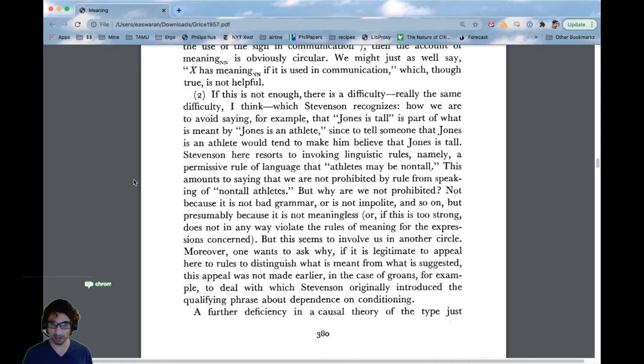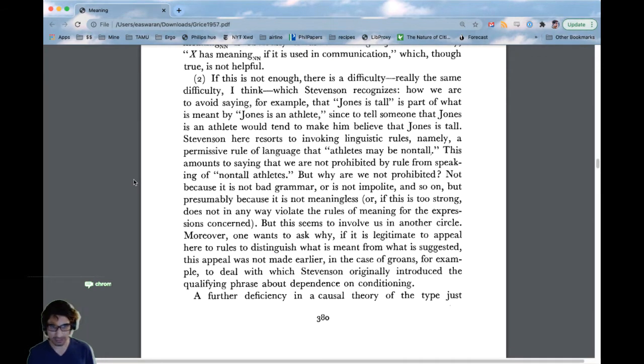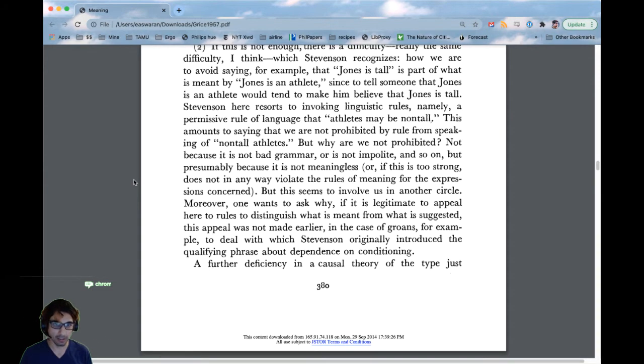This amounts to saying that we are not prohibited by rule from speaking of non-tall athletes. But why are we not prohibited? Not because it's bad grammar or impolite and so on, but presumably because it's not meaningless, or if this is too strong, does not in any way violate the rules of meaning for the expressions concerned. But this seems to involve us in another circle. So this whole objection, I'm not quite sure I understand what is going on here, but I think it's not too much for us to worry about.